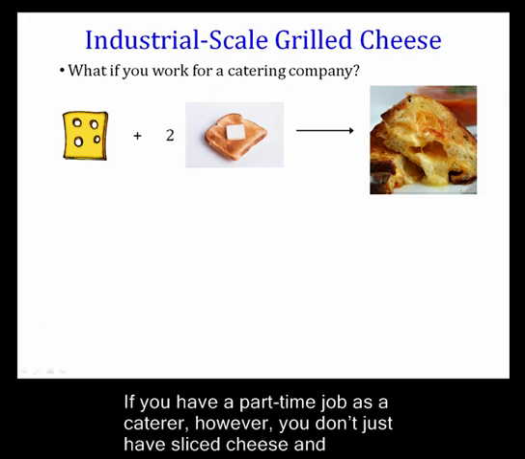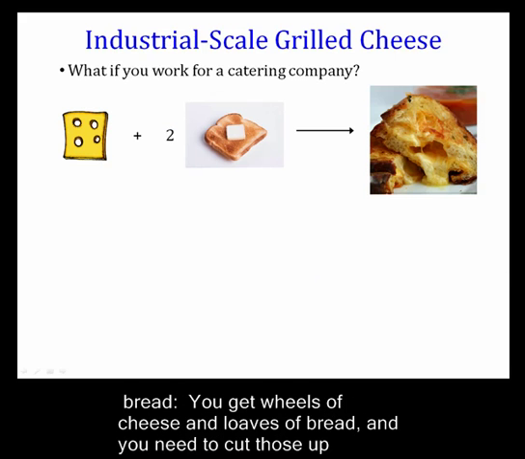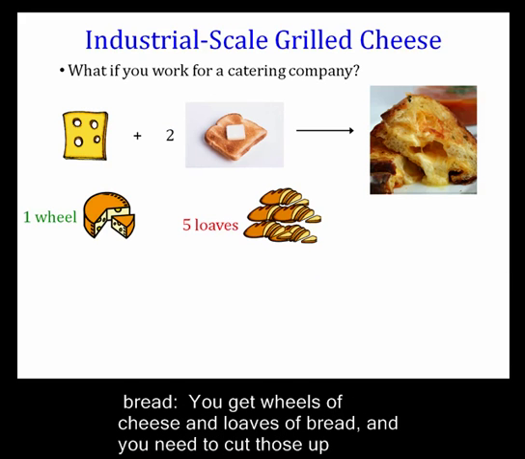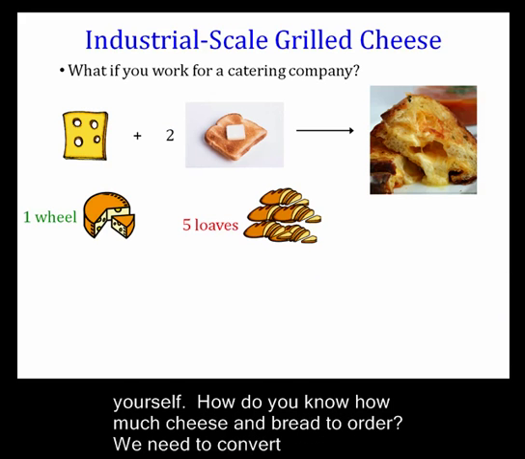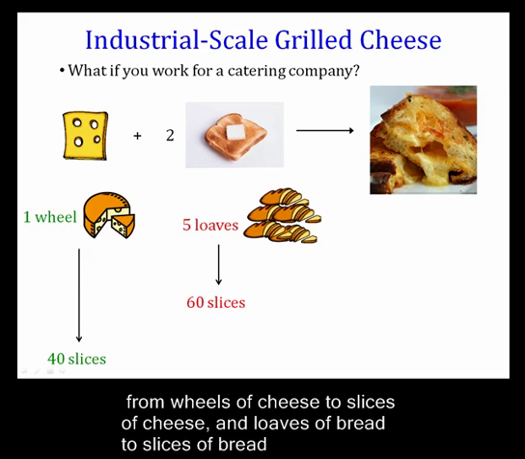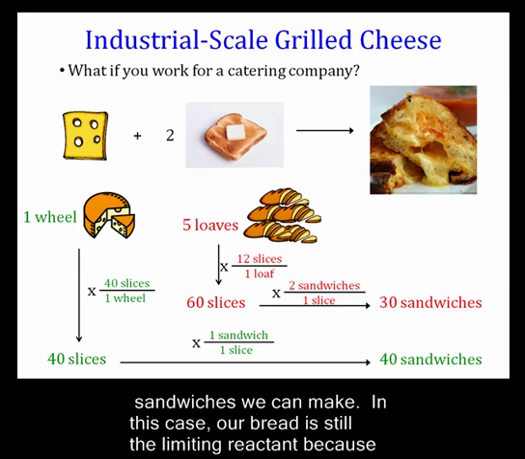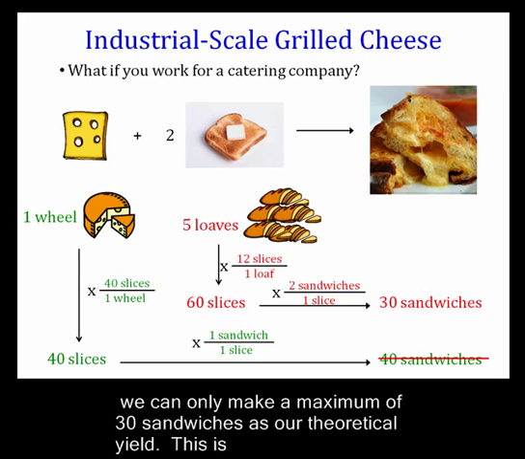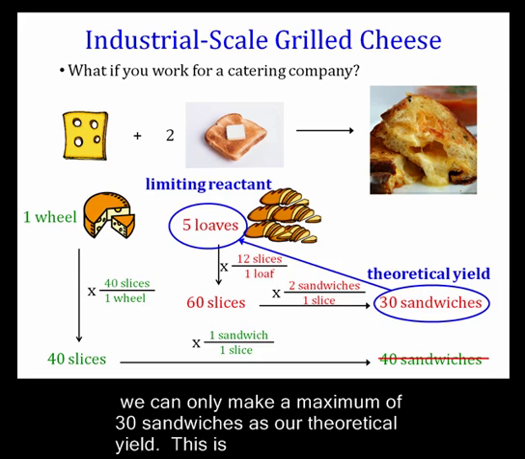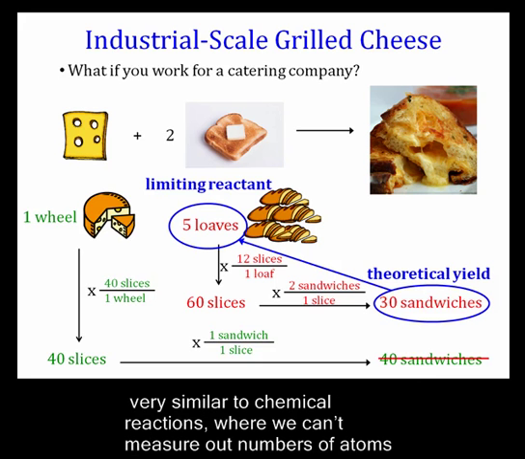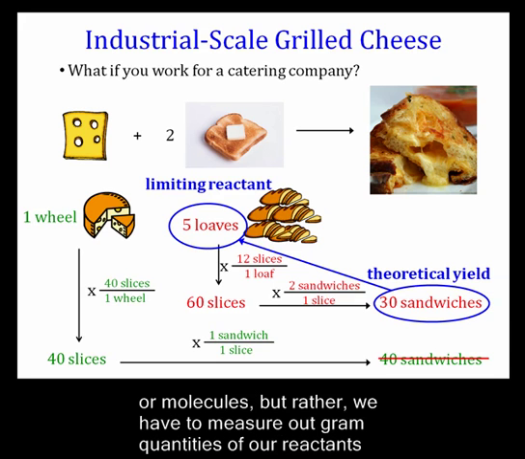If you have a part-time job as a caterer, however, you don't have just sliced cheese and bread, but rather you get wheels of cheese and loaves of bread, and you need to cut those up yourself. So how much are you supposed to order? We need to convert from wheels of cheese to slices of cheese and loaves of bread to slices of bread using conversion factors. Then figure out in each of these cases how many sandwiches we can make. In this case, our bread is still the limiting reactant because we can only make a maximum of 30 sandwiches as our theoretical yield.